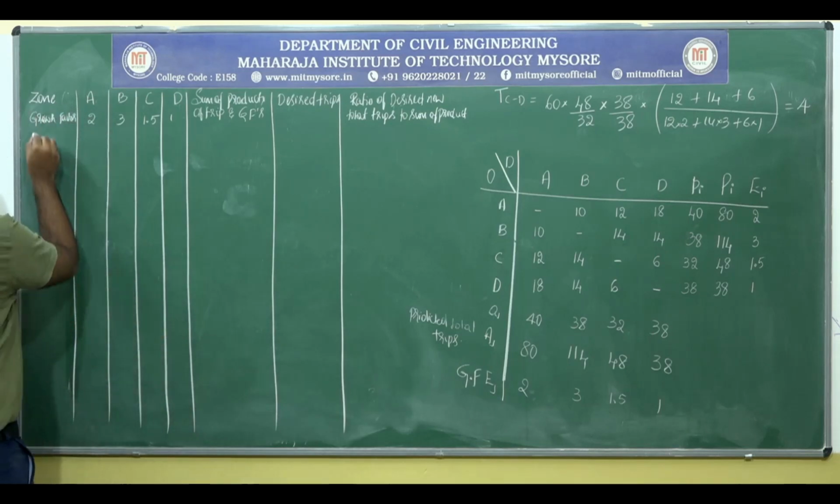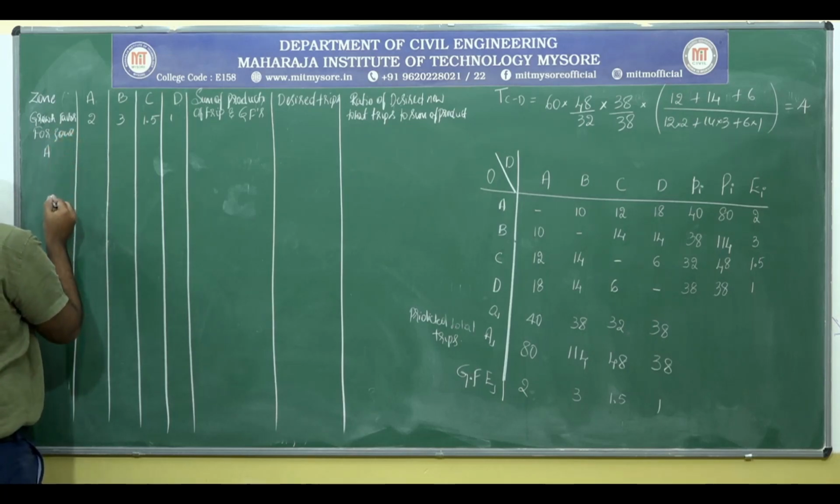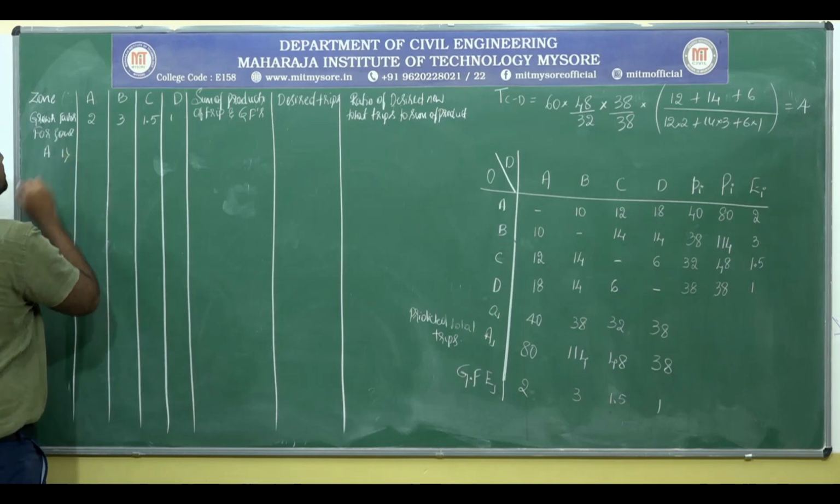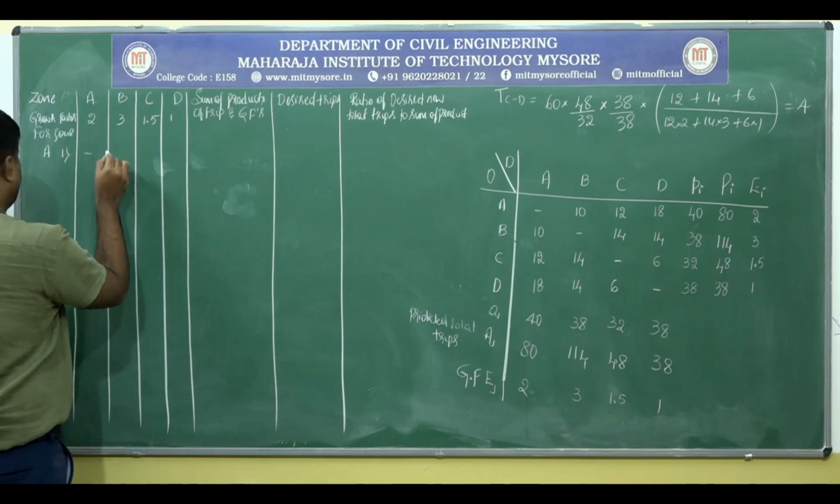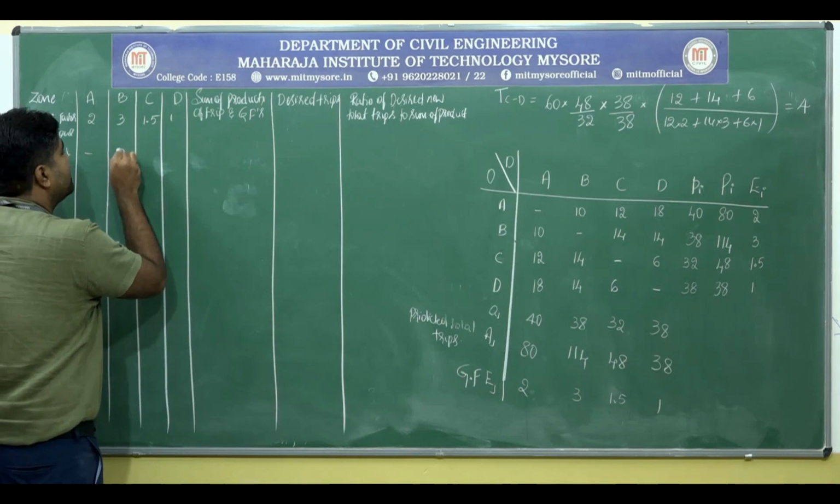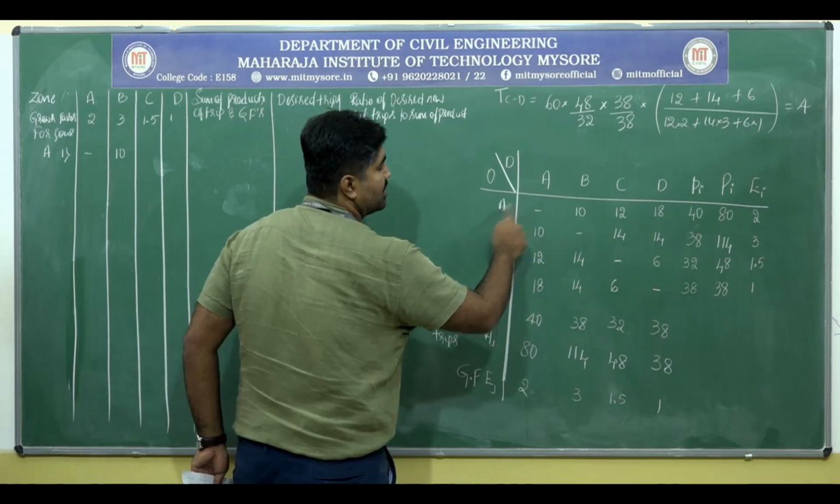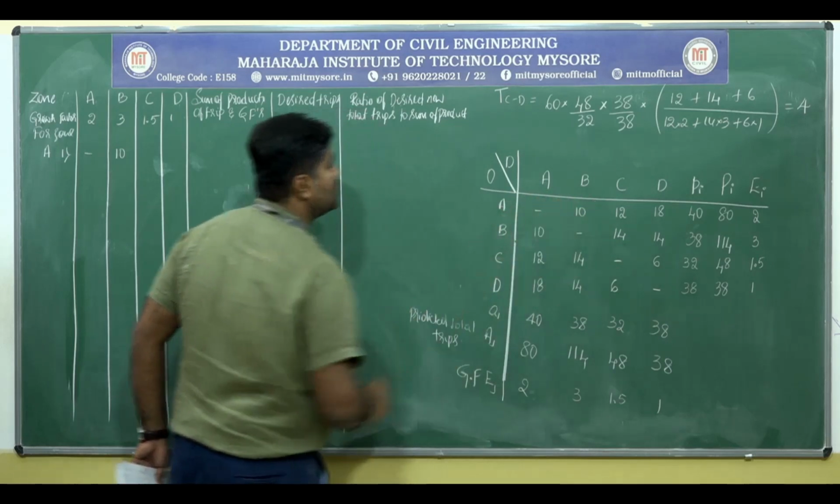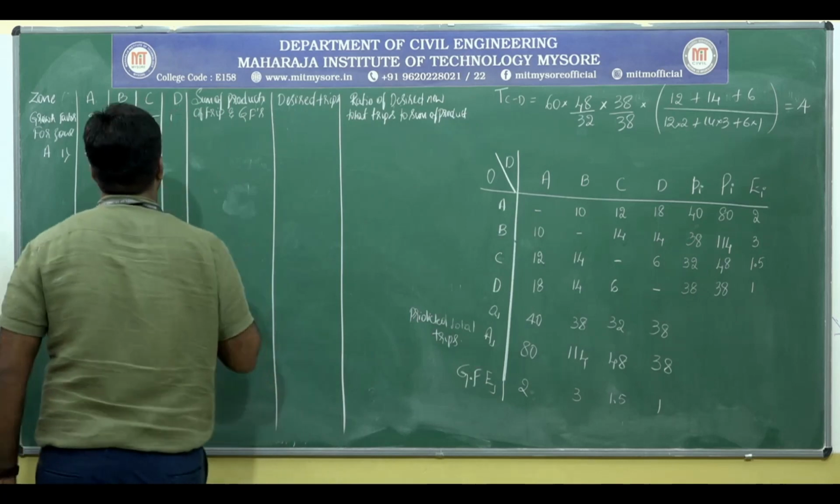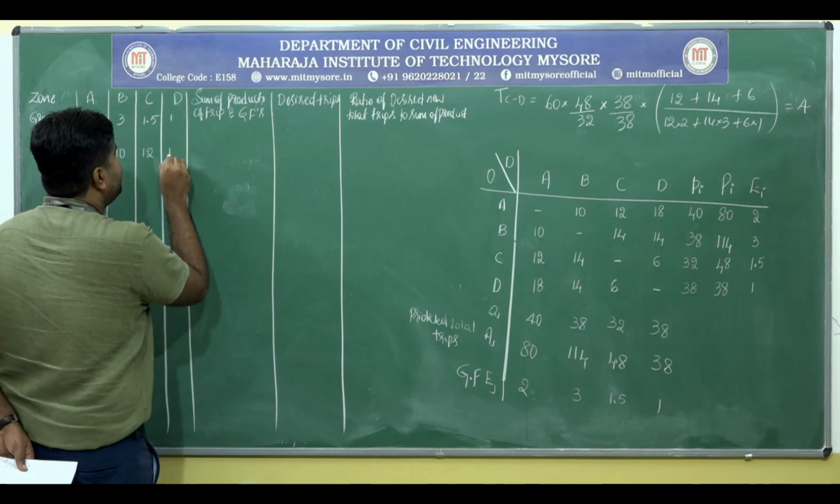Next, for zone A, see, there are no trips between A to A. A to B, the trips yesterday are 10. A to C, it is 12. A to D, it is 18.